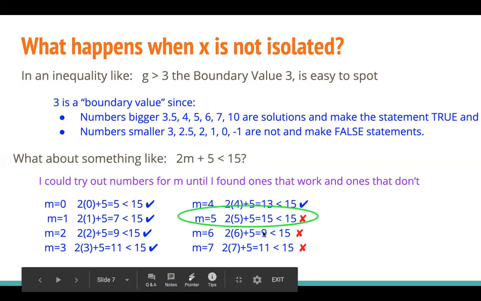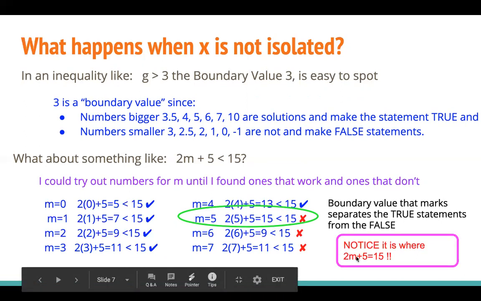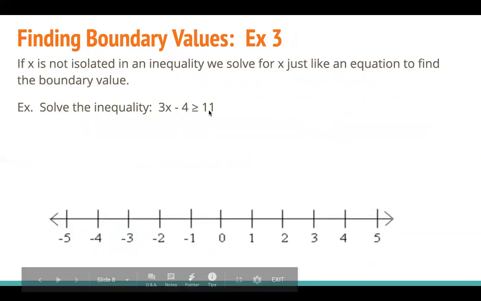And if I keep going, I get more false statements. So 5 is my boundary value. It kind of separates the true statements from the false ones. And notice this boundary value happens when this is equal. 2 times m plus 5 equals 15 is my boundary value. So that gives us a strategy to do this faster.